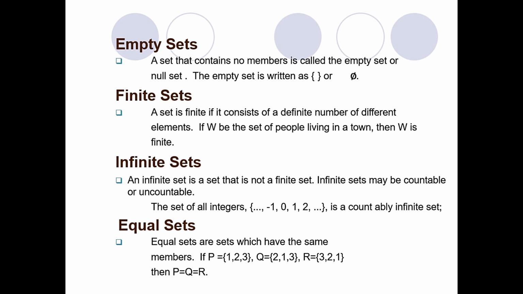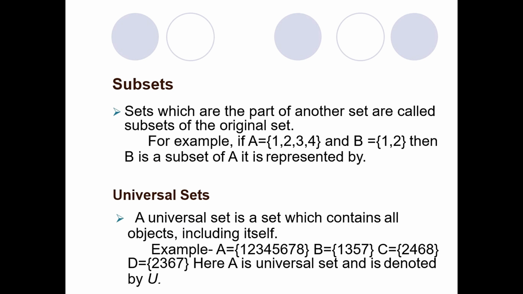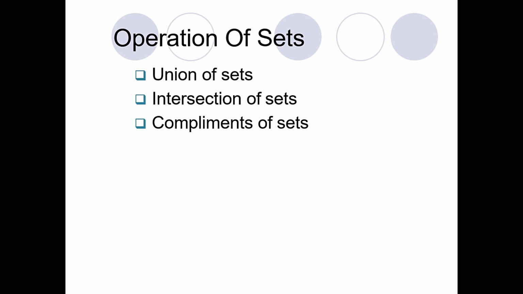Equal sets are those sets that have the same elements in the sets. We also have the subset. The subset is a part of another set. Okay. And then we have the universal set that contains all the objects of those given sets. We also have the operations of sets, known as the relationship of sets: the union, the intersection, and the complement. The union is the use of both elements, both the elements of two sets, or if two sets are given.